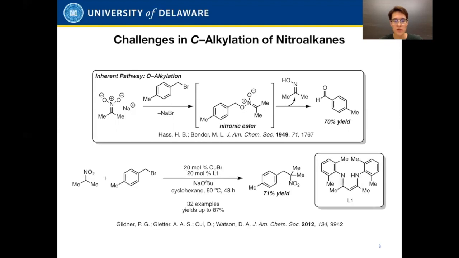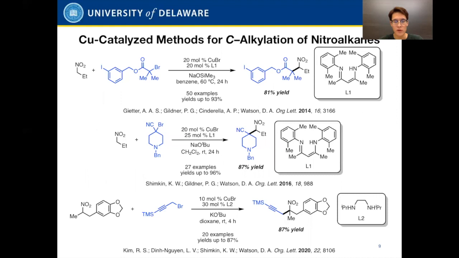And in 2012, our group reported the first C-alkylation of nitroalkanes with benzyl bromides using a copper bromide and 1,3-diketimine catalyst system. In the following years, we discovered that alpha-bromocarbonyls and alpha-bromonitriles could be tolerated as electrophiles under the same copper catalyst system. Lastly, and most recently, we discovered that propyl bromides could also be used as electrophiles by switching the ligand to an ethylenediamine ligand.